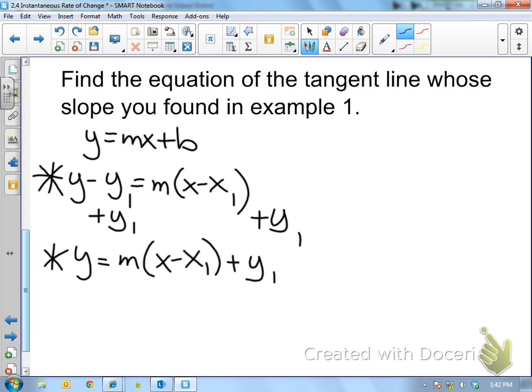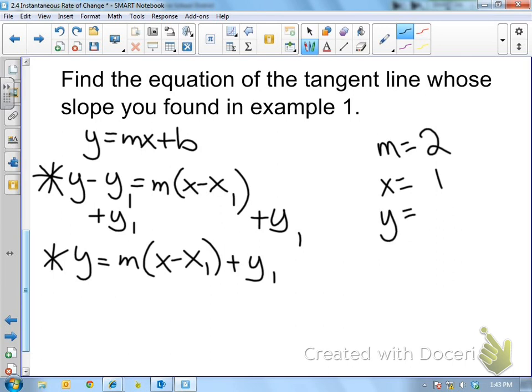So, right now we know the slope. What is the slope? Because we're using example 1, we found the slope already. What is it? 2. We also know something else. We know an x value. Yes, x equals 1. They told us that in the first example. We have to use the x value that goes with the slope. So what's the only thing we're missing? A y value.